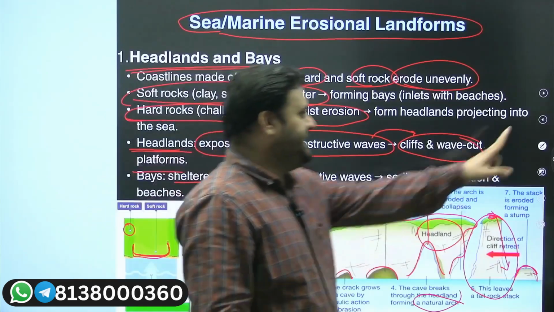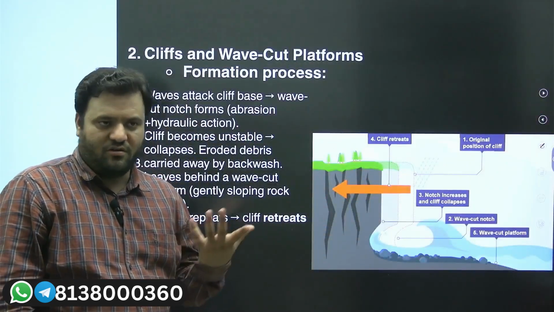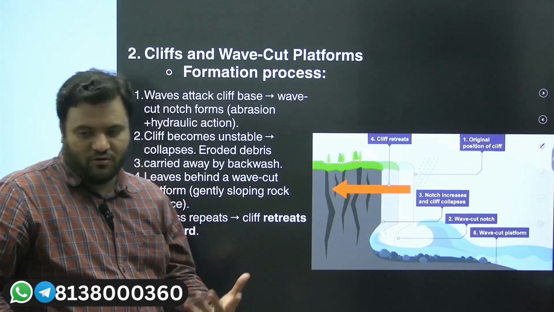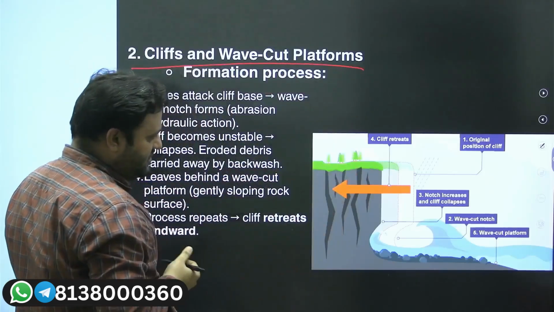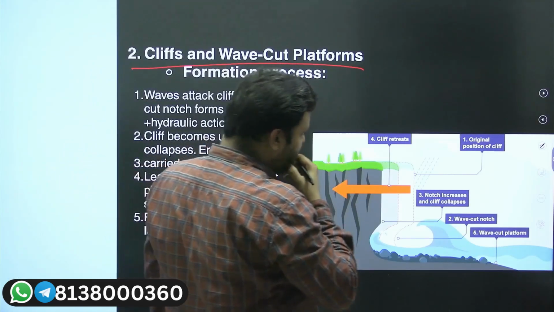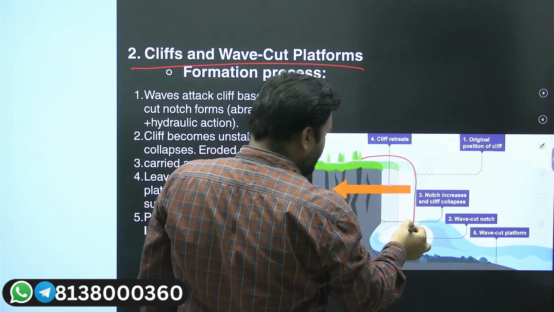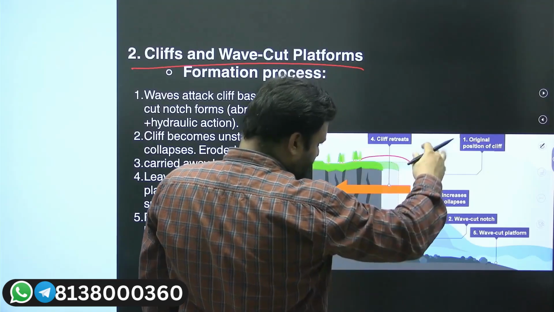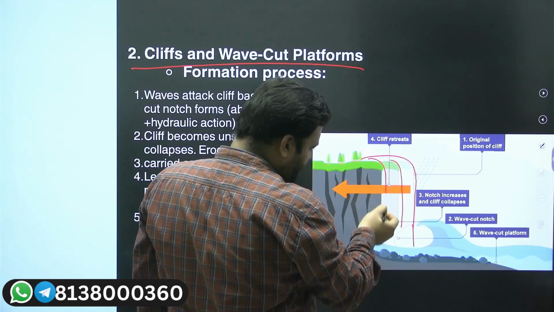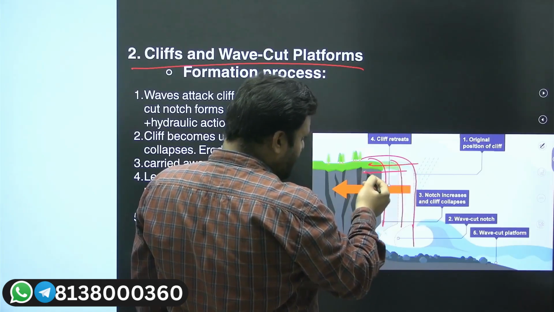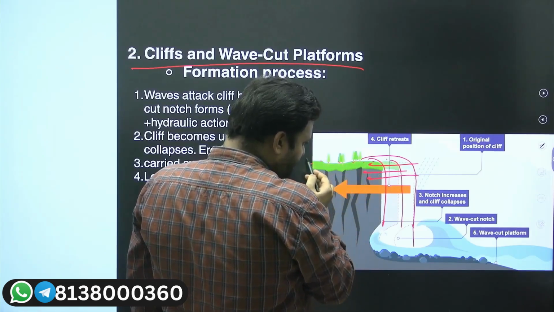So let's see the dominant sea wave action landforms. First of all, cliff and wave cut platform. See, guys, let's say this is the original part of the cliff. Because of rainfall and weathering, we might have some removal. As a result of this, the cliff is actually retreating.